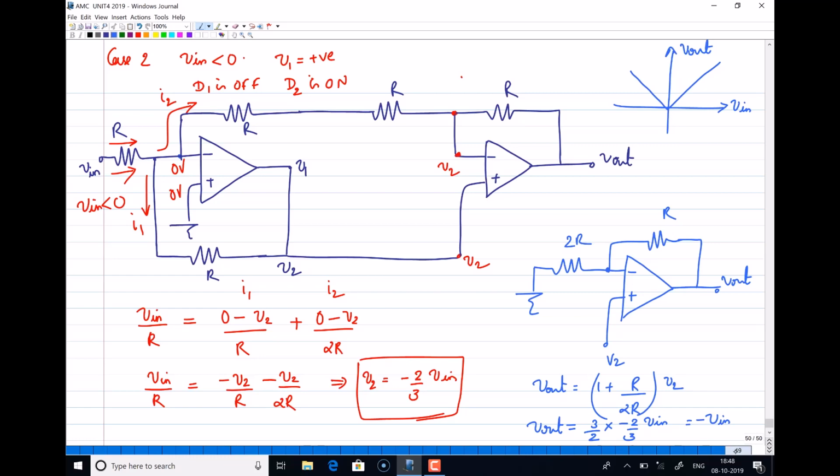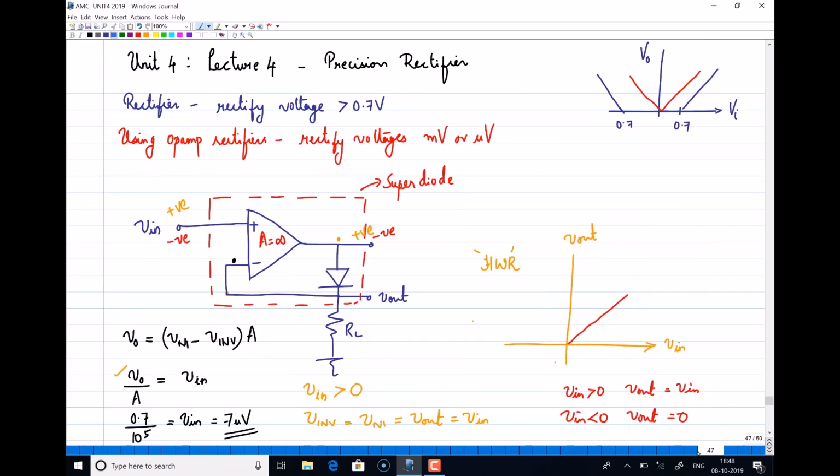So this is all about precision rectifiers using op amps. So basically the idea is to use a diode in the negative feedback path of an op amp, and thereby making it a super diode which can rectify voltages as small as possible. So this is the super diode which works as a rectifier, a half wave rectifier.